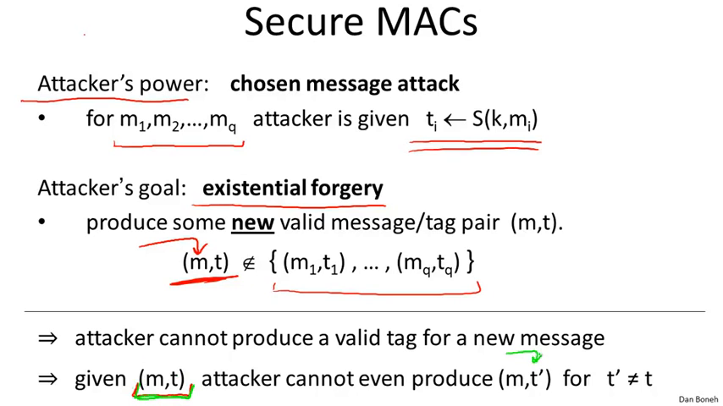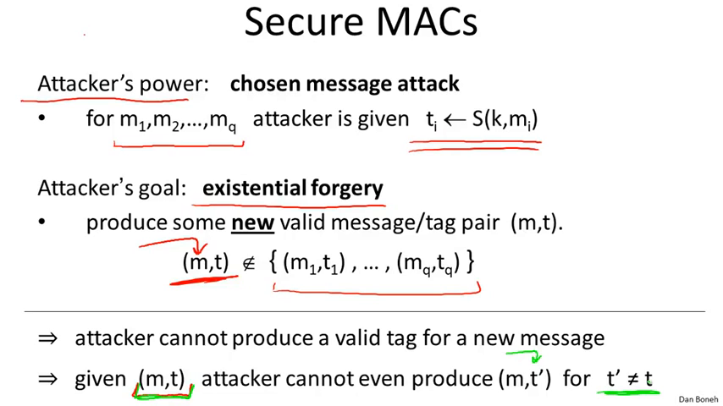In other words, even though there might be another tag T prime for the same message M, the attacker given M and T shouldn't be able to find this new T prime. And again, you might wonder, well, why do we care? If the attacker already has a tag on the message M, why does it matter if he can produce another tag for the message M? He already has one tag.